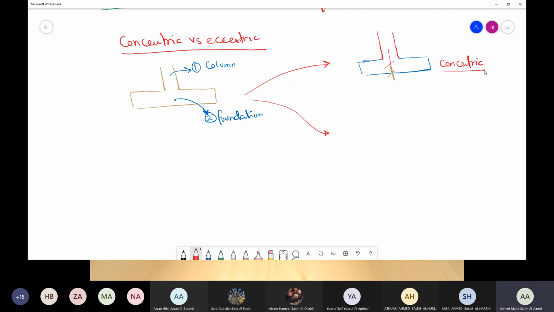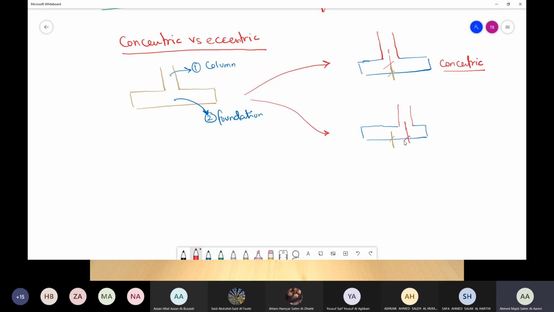Concentric. Now, if the loading of the column is not in the same line as the center of the foundation, then we say that it's eccentric. Where you can see that this is the center of the foundation, and now this is your center of the column.